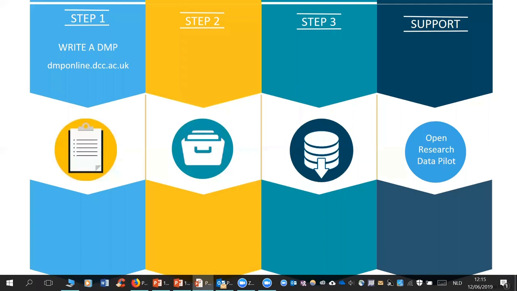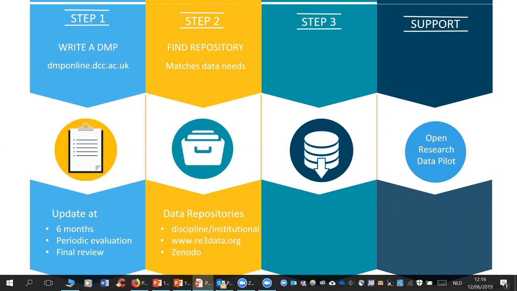You can use an online tool for that. You should update it at 6 months, when something changes with your data, at periodic evaluation, and then in the final review. Step two, find a repository that matches your data needs. Don't wait too long with it. It can really also help you with writing a data management plan.